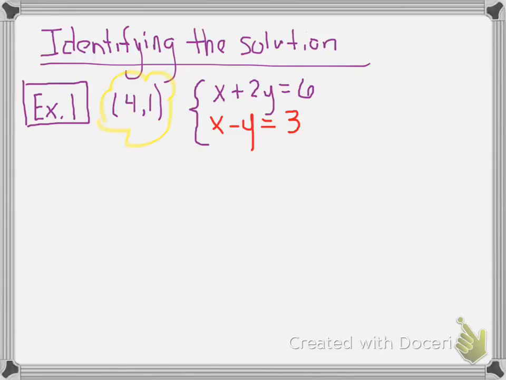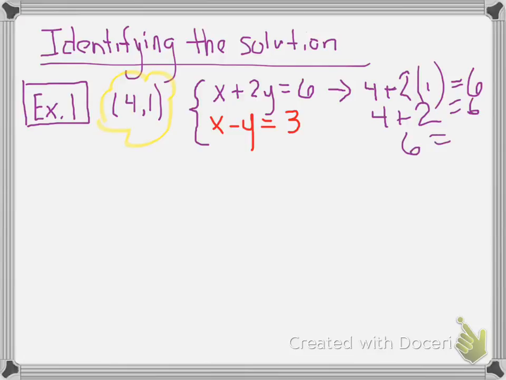So I'm going to take the top and plug (4, 1) into it. I'm going to remember the 4 is an x and the 1 is a y. So I'm going to replace them with the values. That's 4 plus 2 times 1 equals 6. So if I multiply that out, I get 4 plus 2 equals 6. And I'm going to change to my finger. And 6 equals 6. So yes, that one works.